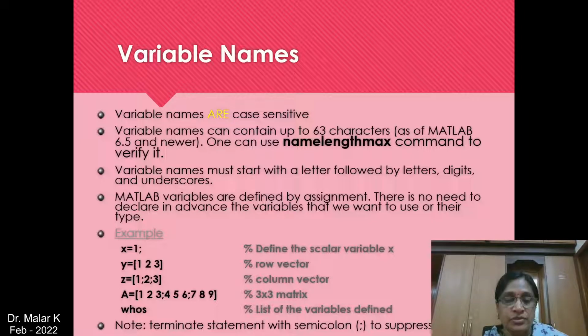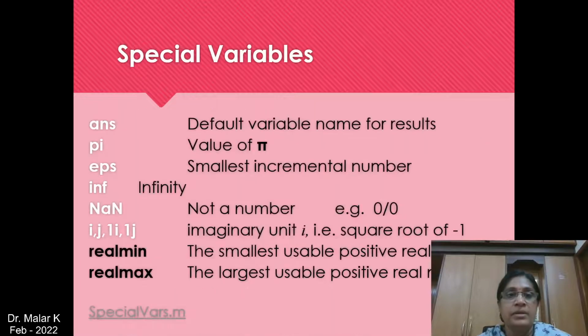So 1, 2, 3 first row, 4, 5, 6 second row, 7, 8, 9 third row. So which has a 3 by 3 matrix. So we have a special variable next, that is ANS. That is the default variable name of results.